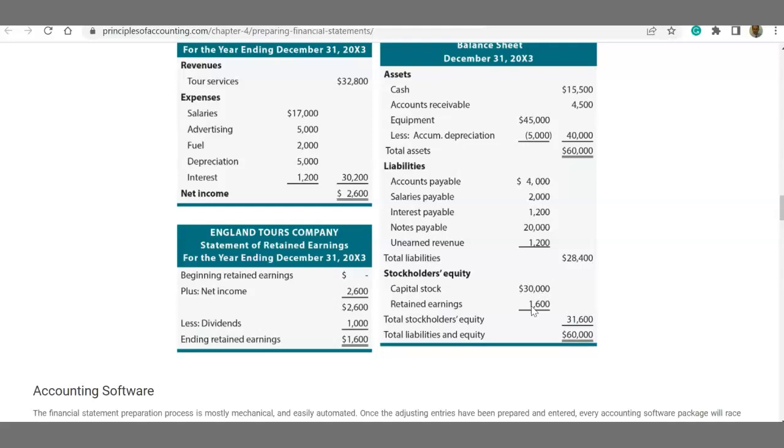And then you go to equity. Equity has a minimum of two parts, capital stock and retained earnings. Capital stock is the stock that you issued on the very first day, and the retained earnings is the number that comes from the statements of retained earnings right here. So that gives you total stockholders' equity of 31,600 plus the liability of 28,400, which gives you total liabilities and equity of $60,000, dollar sign, double line, and that equals the total asset, and the balance sheet looks perfect.